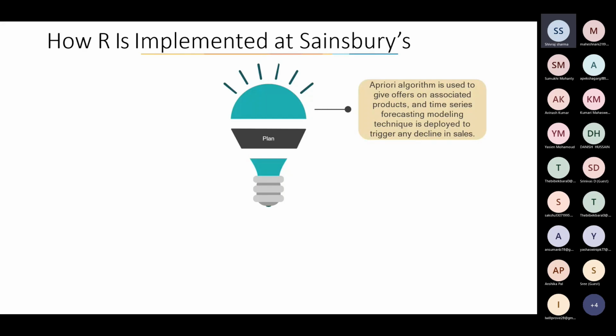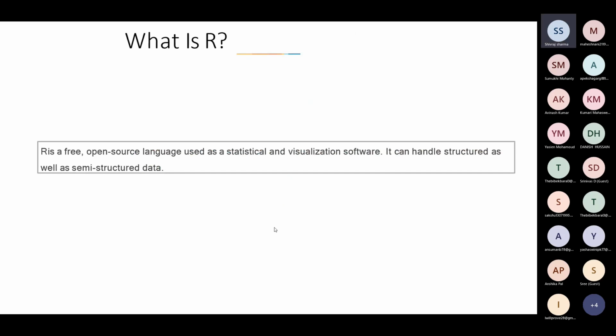How interesting is it? Now it is very easy for the people, as offers get implemented automatically. They don't need to do those things manually. So what happened? The sale increased. That's the important aspect of that company, that R helped them increase their sale.